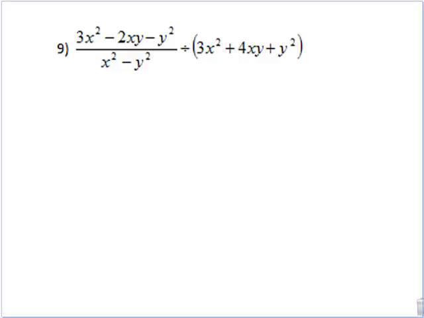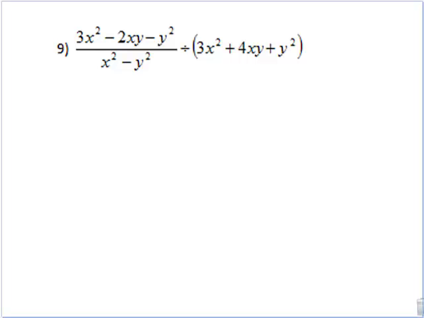So I want to make sure we look at it together. So this is 3x squared minus 2xy minus y squared all over x squared minus y squared, divided by 3x squared plus 4xy plus y squared. We can factor all of this. That's not a problem. When we see the y squared at the end, what does that tell us about our two last terms? Yeah, our two last terms have to have y's in. That's all it's saying. There's no other difference when we're factoring.